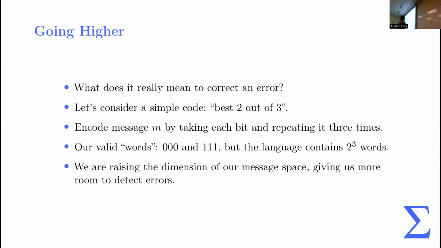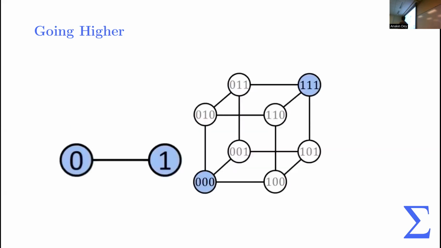But the language contains 2 to the 3 words. It contains 8 words. So there's a lot more room for us to work with. We've raised the dimension of our message space. You can actually visualize this, where initially the messages we're sending are either a bit of 0 or a bit of 1. If you flip a bit, you can't figure out that anything's gone wrong. Both those are valid. Versus once we've encoded this in this best 2 out of 3 method, you've got a much larger space to work with dimensionally. If you flip a bit, you know how to get back to where you were.